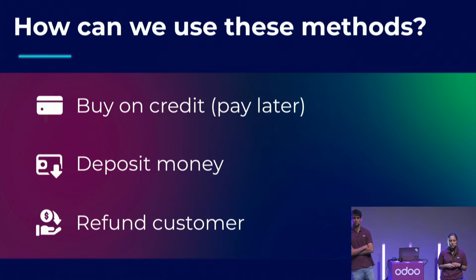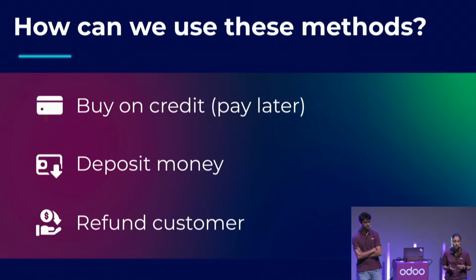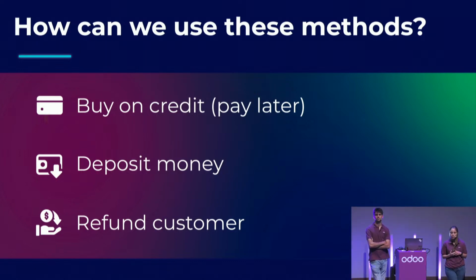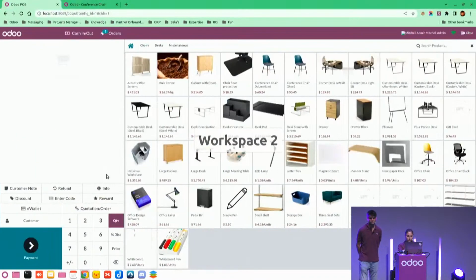Then you can also give the option to the client to deposit money on his e-wallet, for instance, gift card, and as well on the customer account. And he will be able to pay with these payment methods later on for future purchases. And finally, you can also choose to refund the customer instead of using cash, for instance. You can refund the customer on one of these different methods. Okay, so let's see how this works in Odoo.